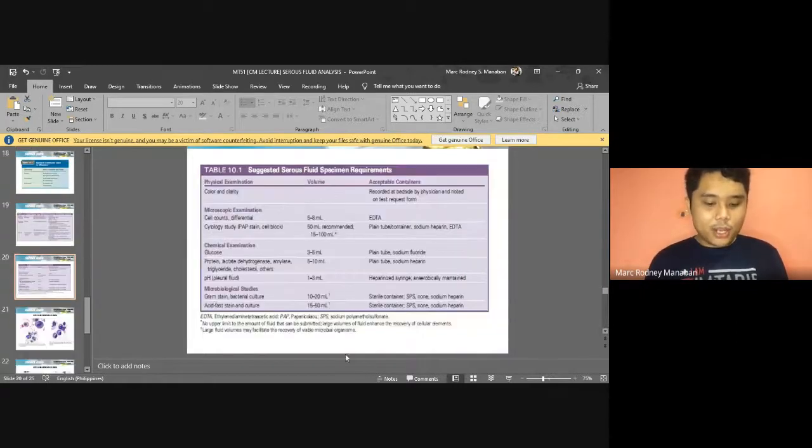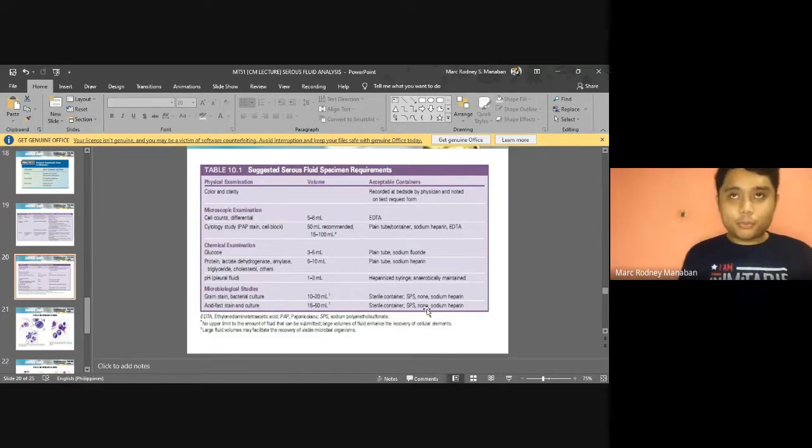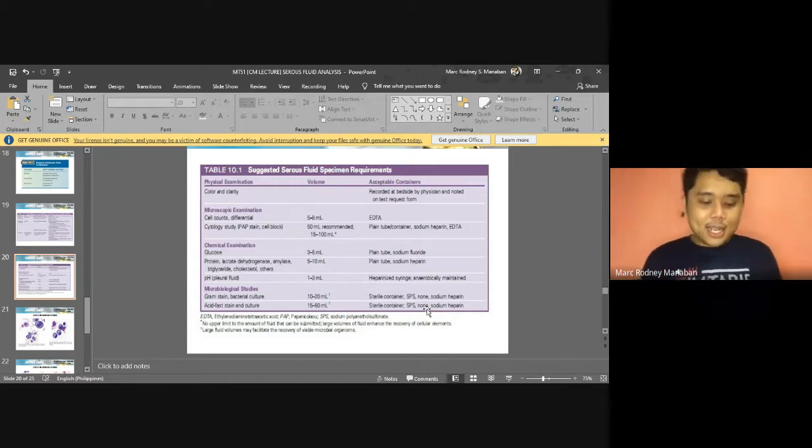Next, you also have here the suggested fluid specimen requirements from Brunzel, all right? For the containers, for cell count and differential, EDTA is good. And for microbiological studies, of course, a sterile container, all right? Or it can be without anticoagulant, because generally they don't clot, okay? So they can be placed in non-anticoagulated tubes. But again, it's best to use anticoagulant, to prevent sudden clotting, all right?